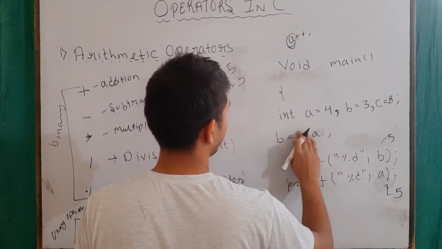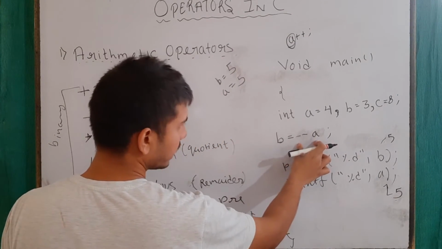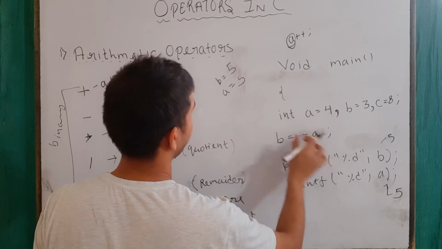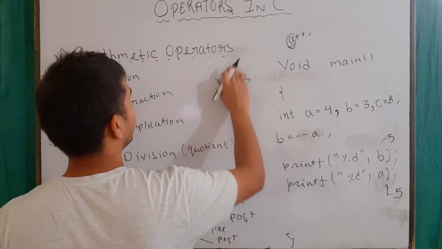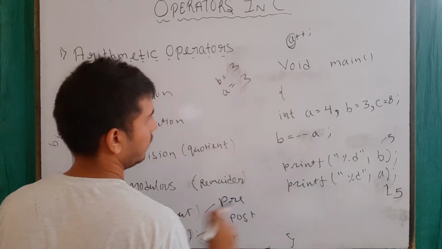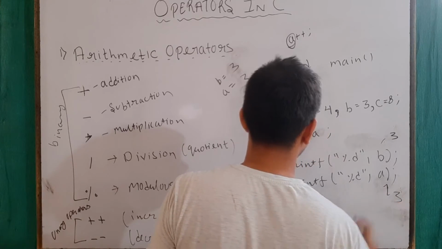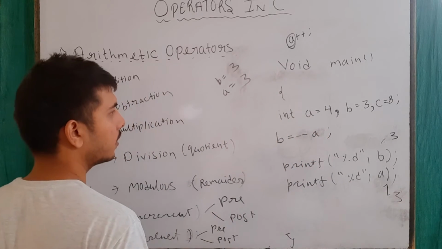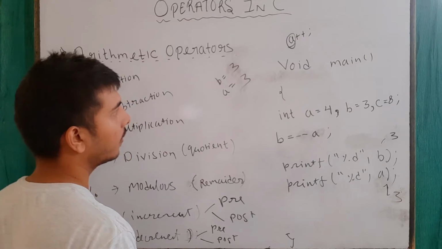And the same for minus minus. Now the value will decrease first, then be assigned. A is 4, then it will decrease to 3 and then be assigned to b, which will become 3. So our output will be 3 and 3. So this was the pre and post operators with increment and decrement.